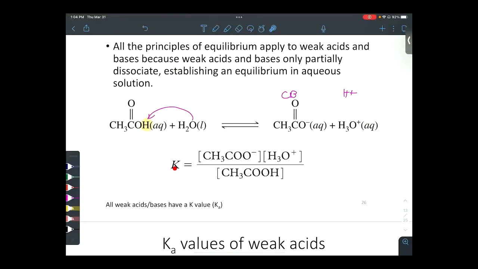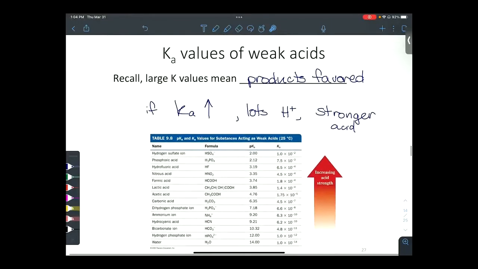So let's think about it. If we have a really large K value for an acid, what side of the reaction is more dominant? If we have a really large K value, then the product side would be more dominant, right? Because it's a large value. Versus if you have a really small K value, then the reactant side is more dominant. So all those rules we talked about before still apply. And specifically here, we're talking about weak acids and weak bases.